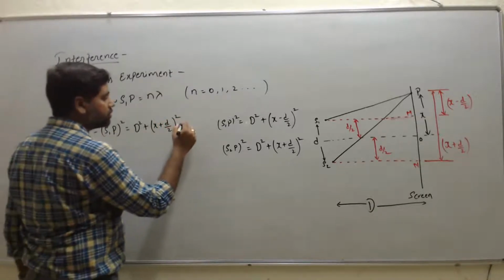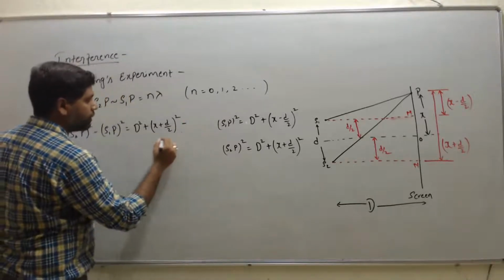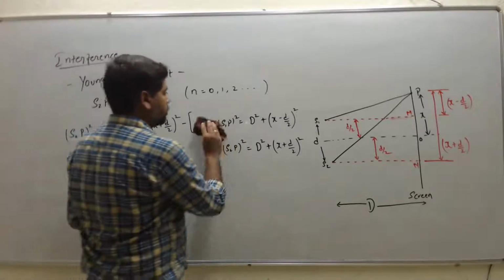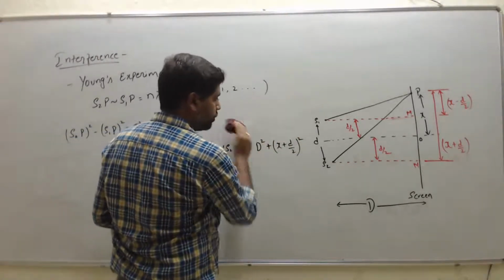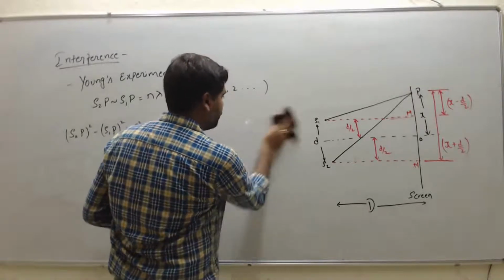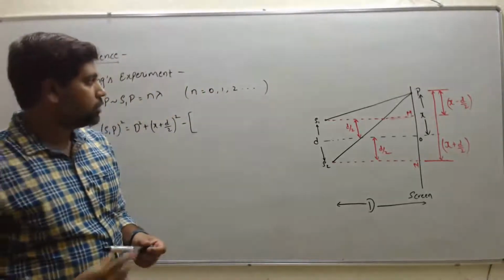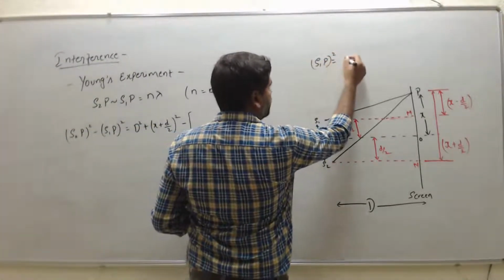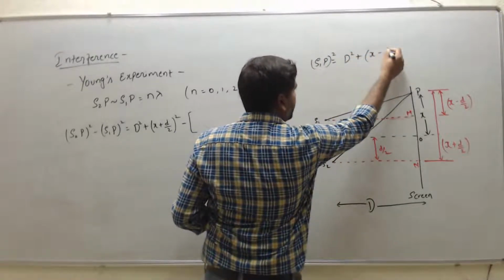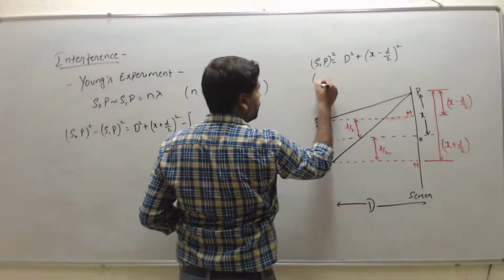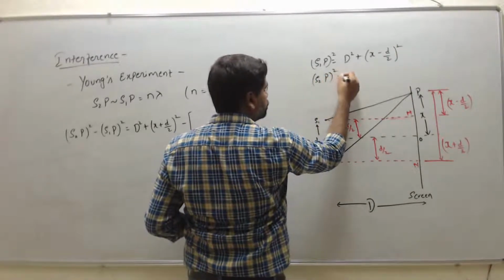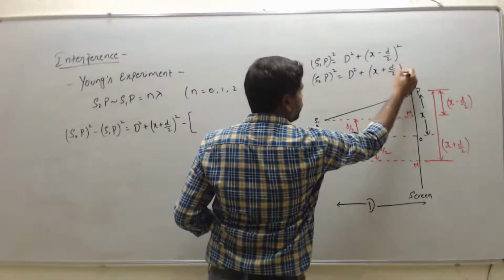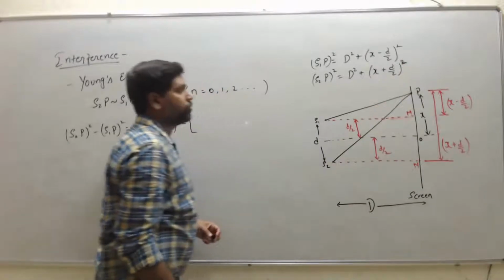Next is minus, so minus right here. S1P whole square equals d square plus x minus d by 2 whole square. This one we are getting from two triangles. S2P whole square equals d square plus x plus d by 2 whole square, right?